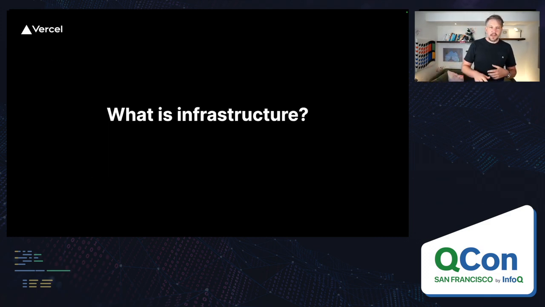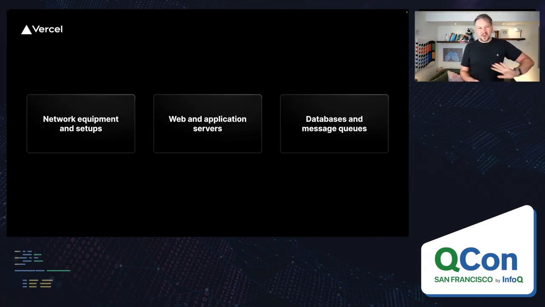All right. I use that word infrastructure a lot. Probably everyone knows what I'm talking about, but let's make sure we define it. It's network equipment and setups, web application servers, databases, metrics, queues. This obviously is not a complete list. That's not what it's meant to be, right? It's the stuff that you have in a data center, etc. And we have to deploy it.